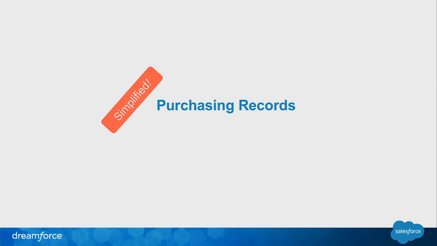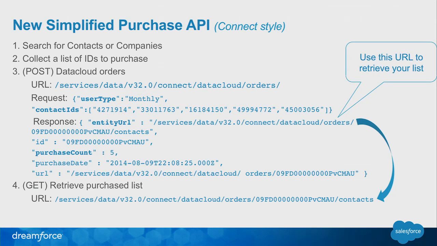Now, one of the things that we've done since last Dreamforce is we spent some time making the purchasing process a little simpler. It was a little bit convoluted and you had to go through multiple steps. So one of the things we've done is piggyback off of an existing API pattern within Salesforce, specifically the Chatter Connect API, to make the purchase process much simpler. Before, you had to do multiple inserts into different objects and pick the ID and insert it into another object. Now it's just a question of doing a search.